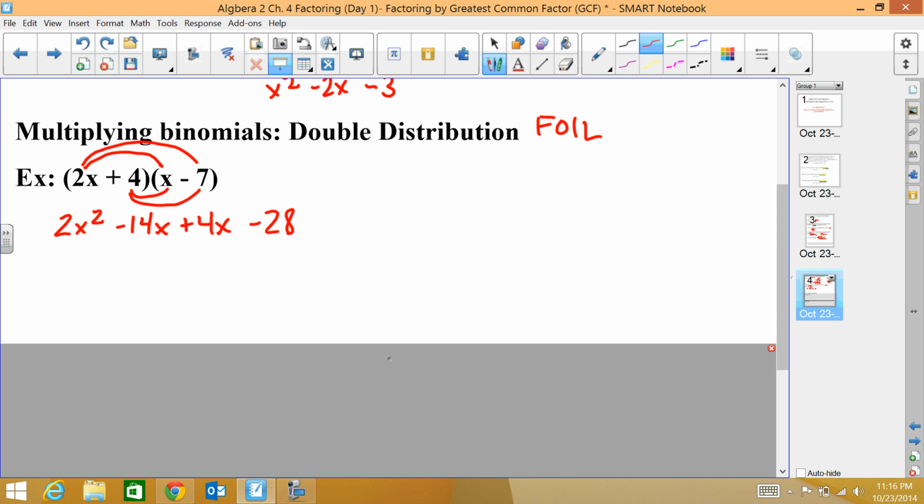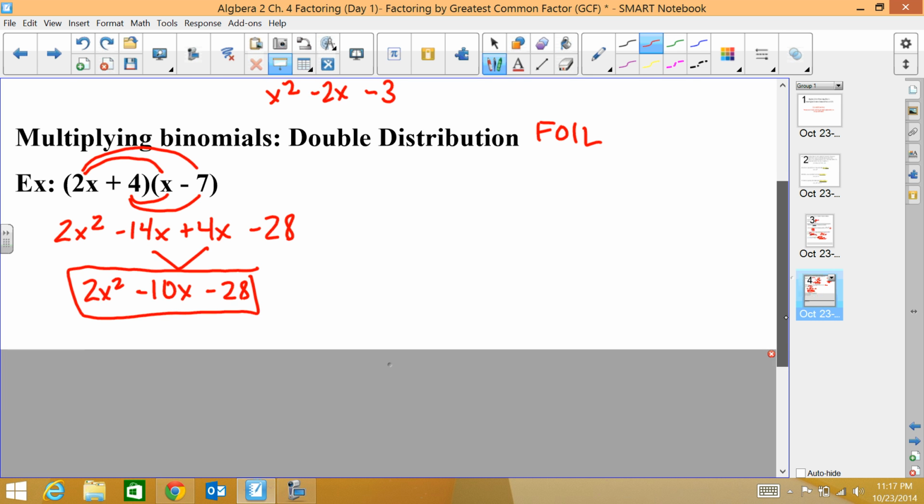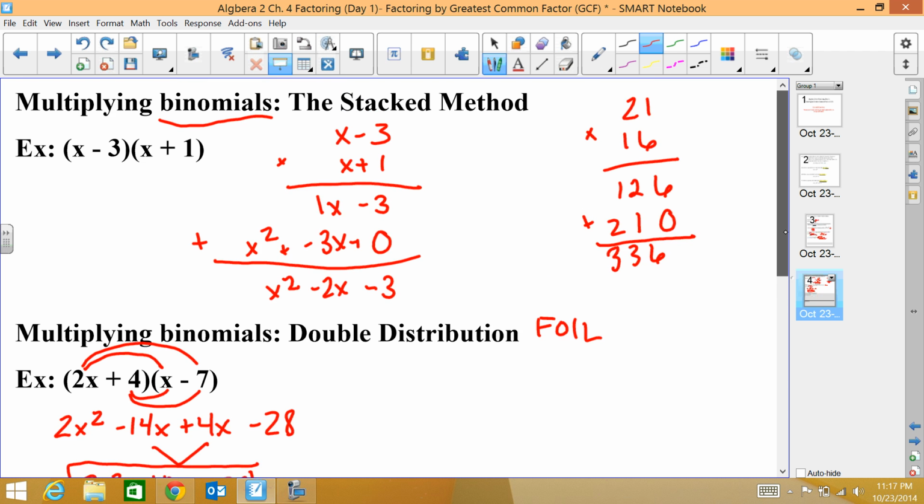So from here I just need to see if there's anything that I can simplify. Well, because these are like terms, I can combine these like terms in the middle. So I have 2x squared, and then negative 14x plus 4x would be negative 10x, and then I have minus 28. So this would be my final answer. So you can choose whether you like to do double distribution or stacked method, whichever is easiest for you to do.